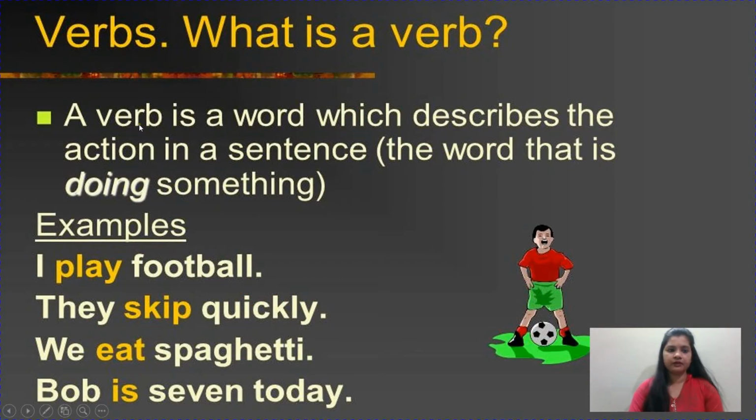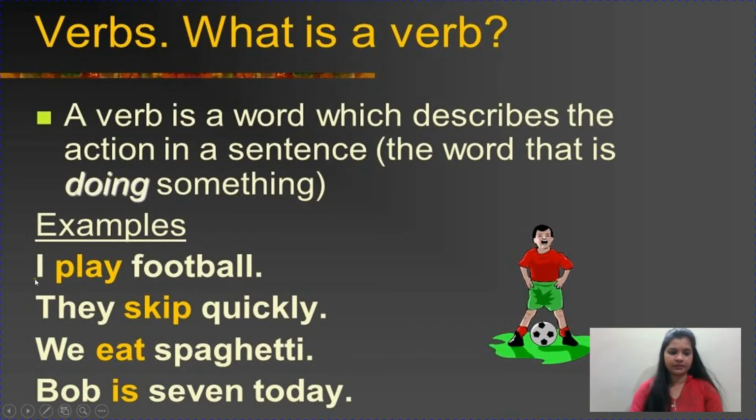So, a verb is a word which describes the action in a sentence, the word that is doing something. Children, you have learnt that verb is an action word, verb is a doing word. Yes, whenever we do something, even when we are sleeping or thinking, we are doing something. So that will be a verb.